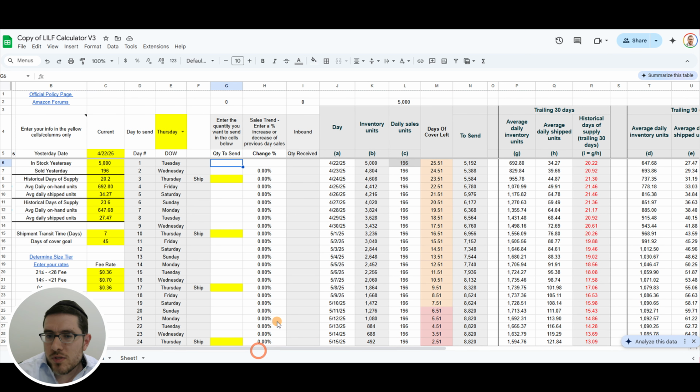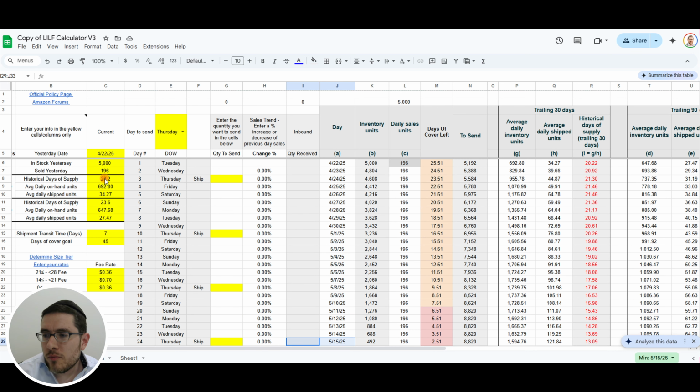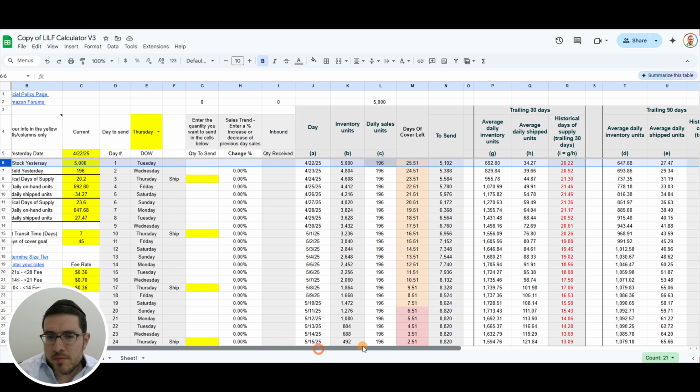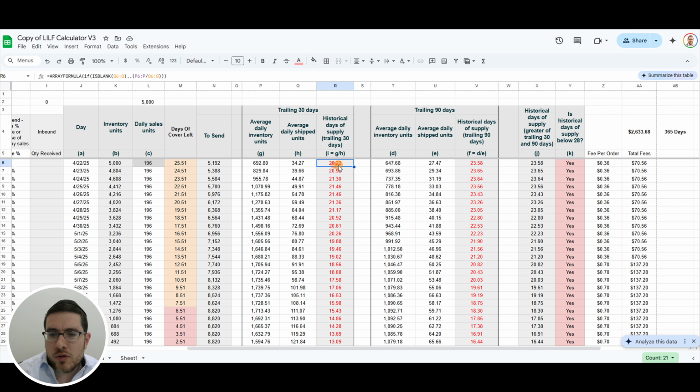So in this current example, we see current metrics are that our current status is no good. We could see that the 90-day historical days of supply is 23.6, and the 30 days is 20.2. So we're below the 28. You could see over here, we're looking at, well, actually, April 22nd. So if we go here, this is the snapshot for April 22nd. And you could see here, historical days of supply 20.22, and for 90 days, it's 23.58.